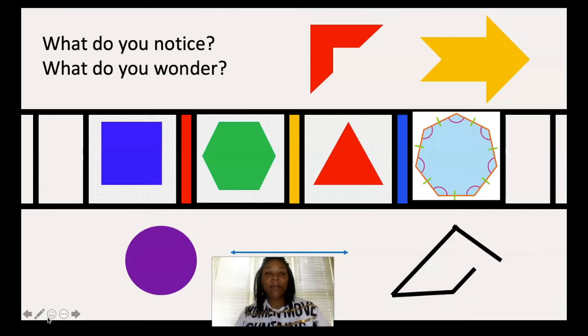Great job. Now, we're going to talk about these at the end of our session to see if we noticed and wondered some of the same things.